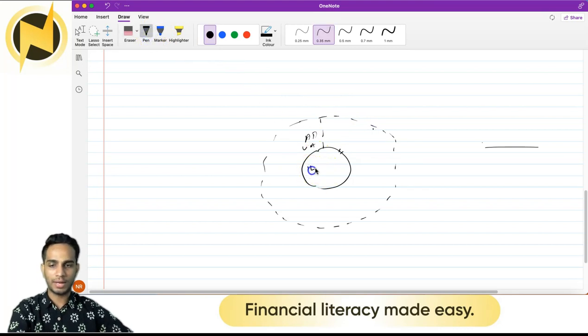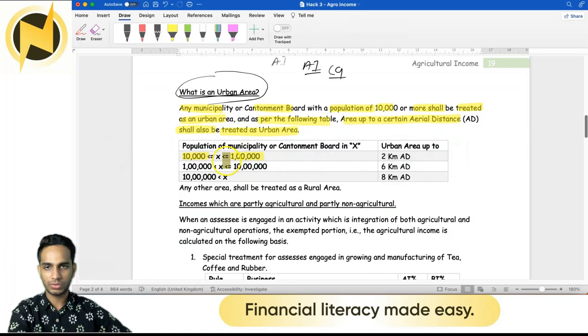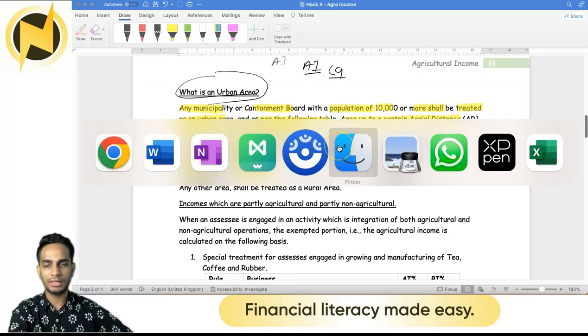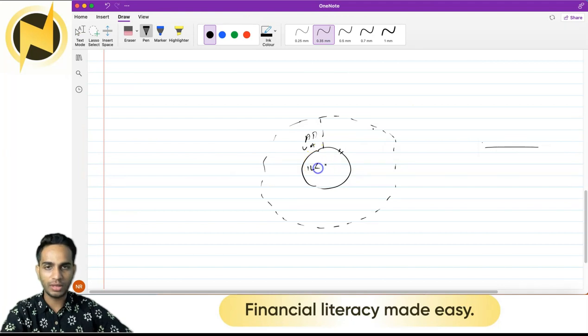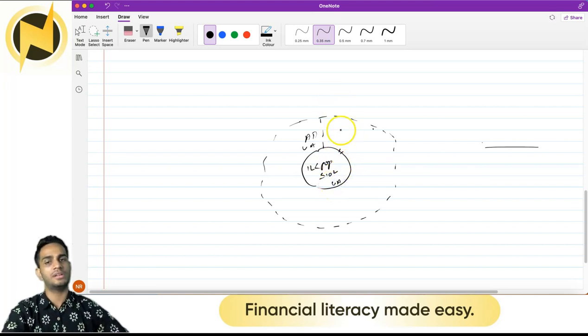Population is more than 1 lakh, but not exceeding 10 lakhs. More than 1 lakh population, but less than or equal to 10 lakhs. Then this municipality is definitely an urban area.